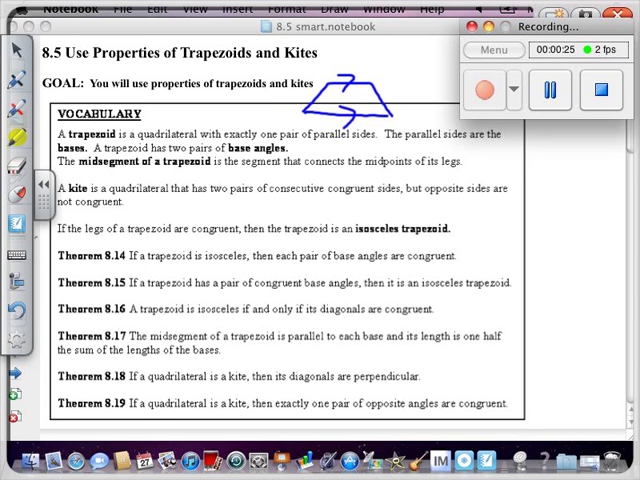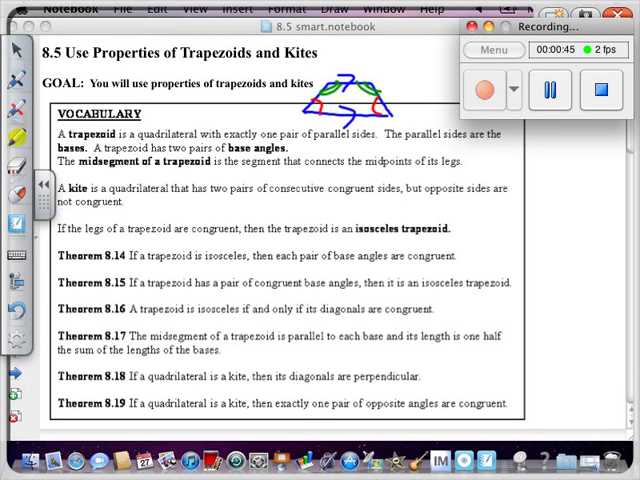Okay? The parallel sides are the bases. A trapezoid has 2 pairs of base angles. So we've got the bottom base angles, and we've got the top base angles. They're not congruent to each other. The green is not congruent to the red, but the green are congruent to the green and the red are congruent to the red. Does that make sense?